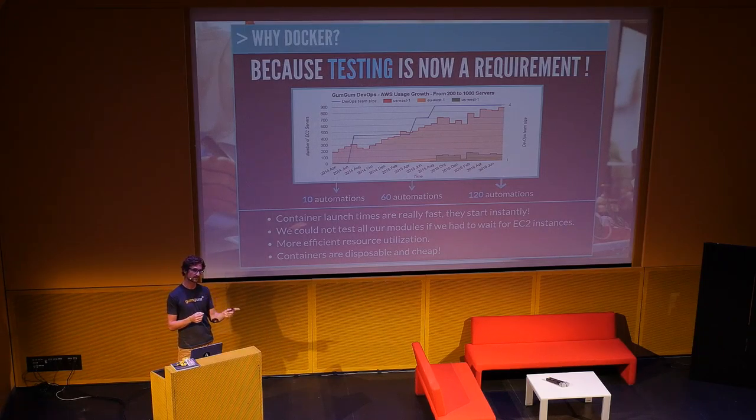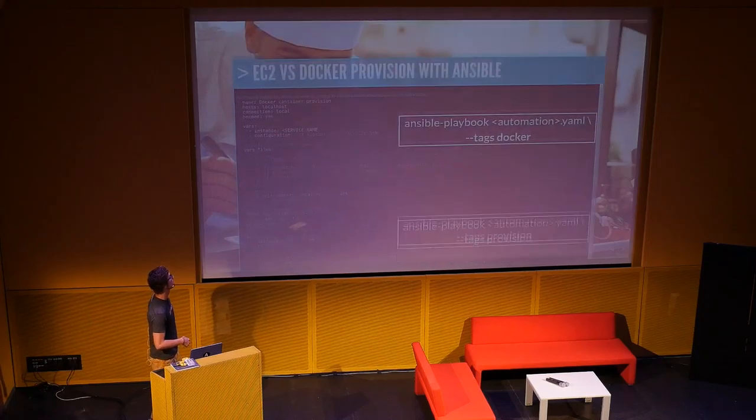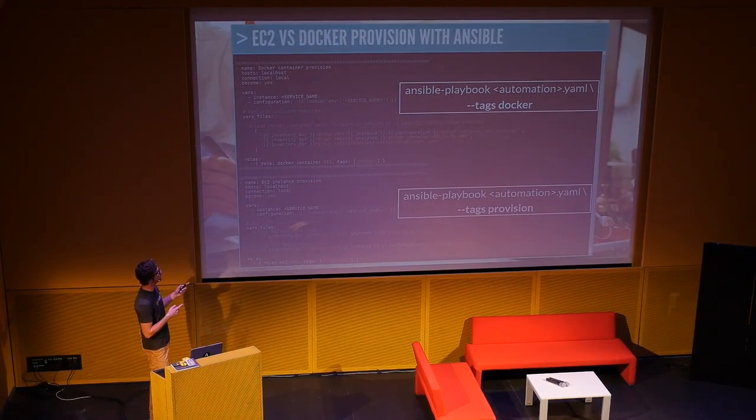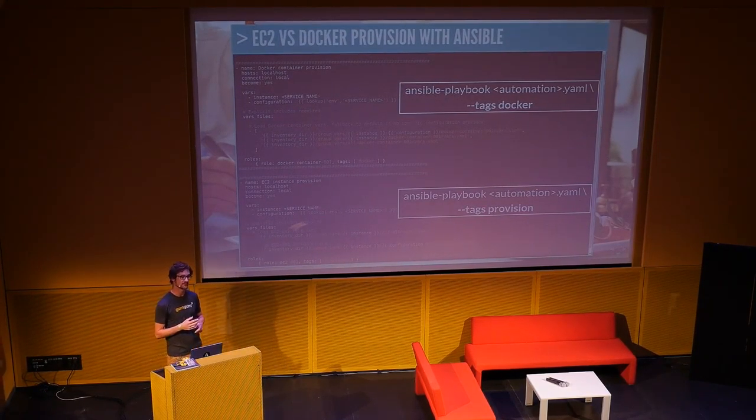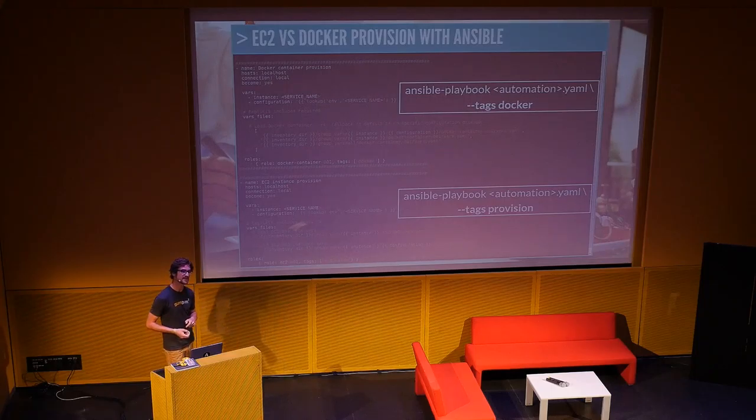With more efficient resource utilization, we can just spin up multiple containers on the same server, or we can use whatever cluster you can come up with, like an ECS cluster in AWS, and run all your containers in that cluster. Containers are disposable and cheap, which is good, because what we're looking for is just running a test and destroying it. We don't want to make anything out of this Docker image yet. We'll maybe come to that step later on, but so far it's just for testing purposes for us.